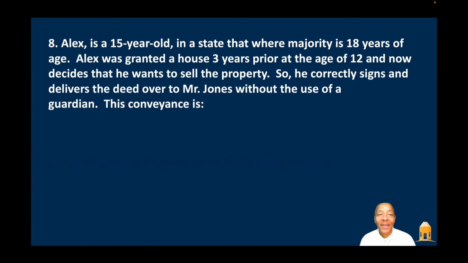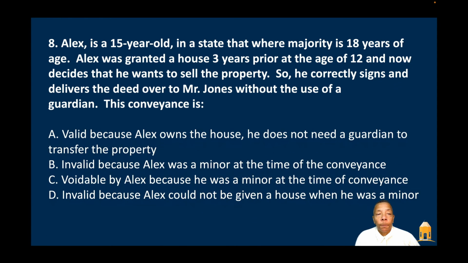All right. Alex is a 15-year-old in a state where the age of majority is 18. Alex was granted a house 3 years prior at the age of 12 and now decides that he wants to sell the property. So he correctly signs and delivers the deed to Mr. Jones without the use of a guardian. This conveyance is... This is actually a very tricky question. I wrote this question and I do think it's tricky, intentionally tricky. I try to make them where I know that you're going to make the mistakes. So let's look at the answers here.